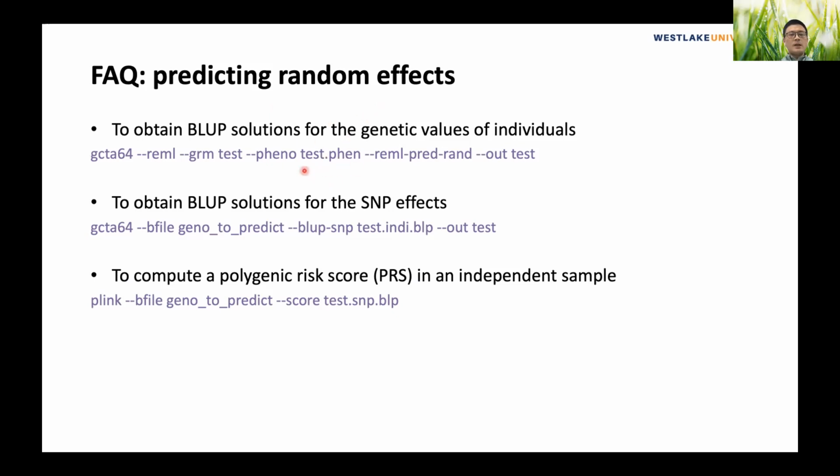So here is an example. We can use this REML predict random effect option to output all the BLUP solutions for the total genetic values of the individuals captured by the SNPs. We can then use this option BLUP SNP to input the genetic values of individuals and then to convert individual BLUP solutions to BLUP solutions for the SNPs. And then you can use these SNP BLUP solutions in Plink to compute a polygenic risk score, or PRS, in an independent sample. So it's essentially a sort of individual level data-based BLUP analysis.